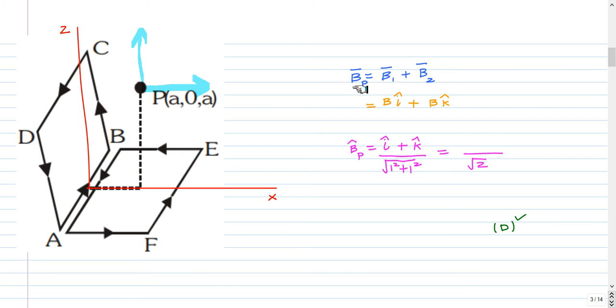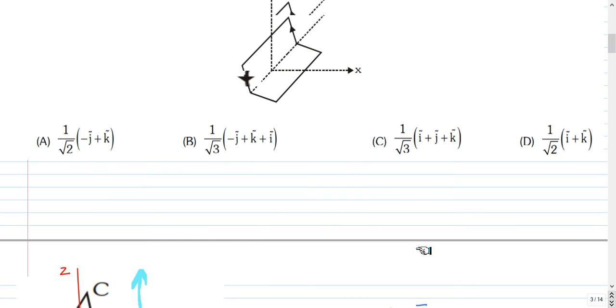So the net magnetic field at point P is due to B1 and B2. B1 is in the direction of i cap and B2 in the direction of k cap, and both are of equal magnitude, say B. So the unit vector of this vector BP is i cap plus k cap, and the magnitude of it is square root of 1 square plus 1 square. So i cap plus k cap by root 2. The correct option is option D. i cap plus k cap by root 2.